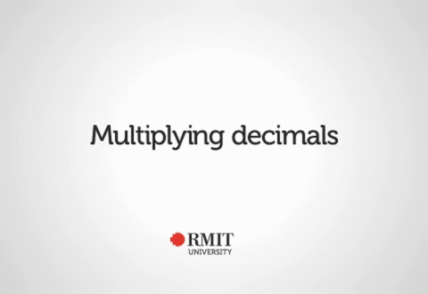This is a short movie on multiplying decimals. Let's start by multiplying decimals by 10, 100 and 1000. So let's start with the decimal 5.2 times 10.